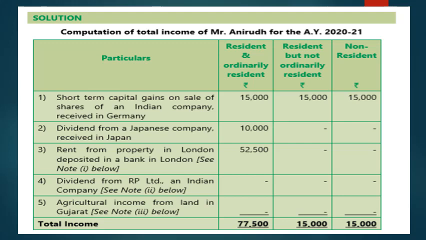Then agricultural income from land in Gujarat is also not taxable for any assessee, because agricultural income is exempted under section 10 subsection 1. So the taxable income of an ordinary resident is 15,000 plus 10,000 plus 52,500, which is 77,500. For a not ordinary resident it is 15,000, and for a non-resident it is 10,000.